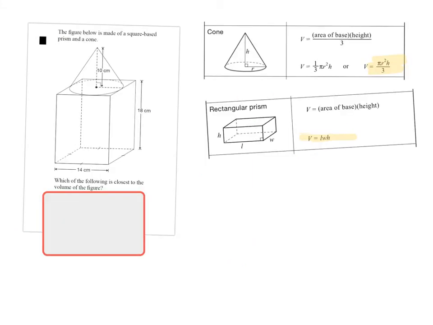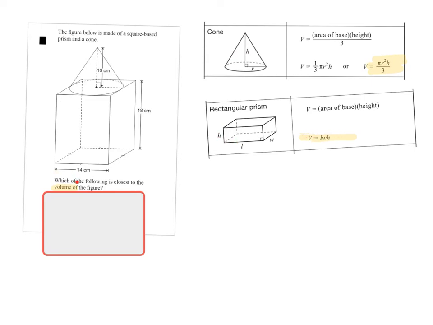Okay, so this figure is actually made up of two figures. So we have a square-based prism or rectangular prism, and then a cone on top. And the question is, which is the closest to the volume? So we're working volume again. I'll go over and look at my volume sheet, and I realize that for the top I need the volume of a cone, so pi r squared h divided by 3. And for the bottom, I need the volume of a rectangular prism, so length times width times height.